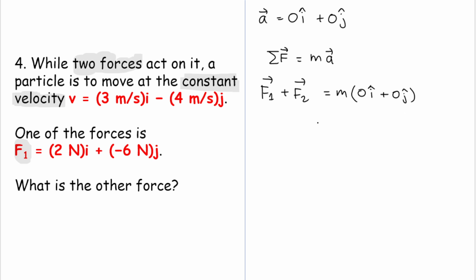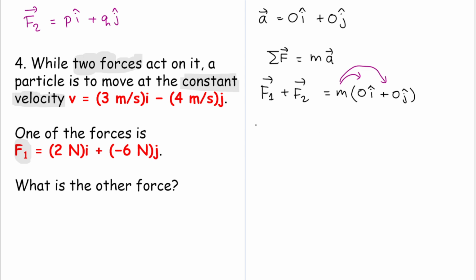Good. Now we can distribute this m into the brackets, right? Because of the distributive property, remember mathematics. And then, because we don't know F2 yet, let's assume that F2 has the values of P, some real number in the i direction, and then plus Q in the j direction, right? Because this will be helpful in visualizing this. Okay, now let's plug that in.